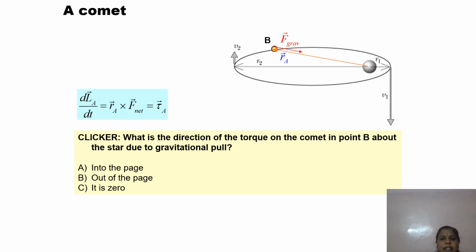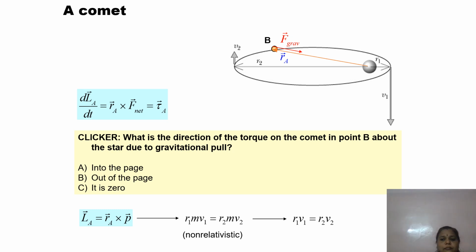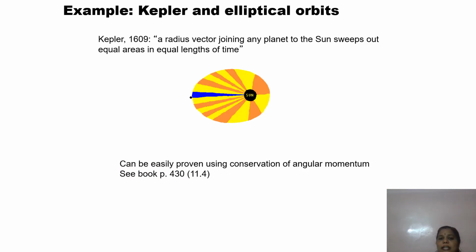And the next relevant example is about Kepler's laws. We all know that a radius vector joining any planet to the sun, where the point on the outer circle is the planet and the sun is at the center, sweeps out equal areas in equal lengths of time.